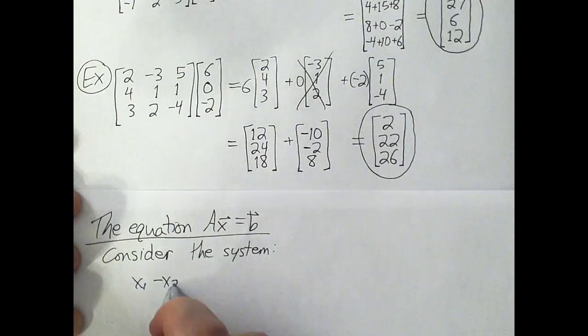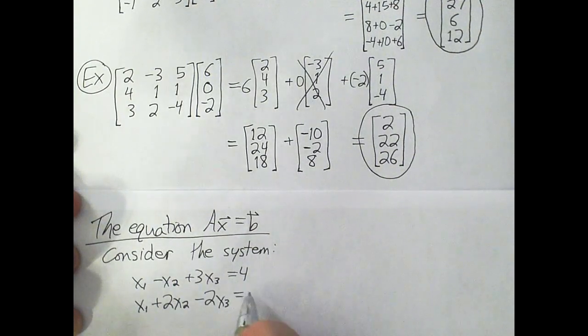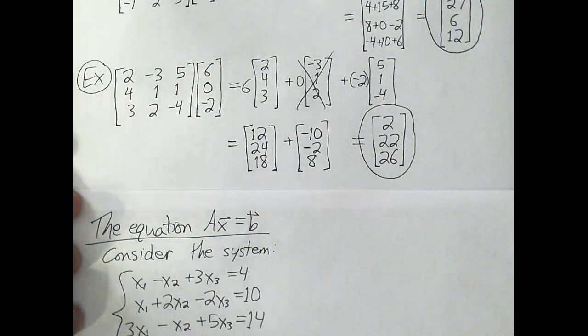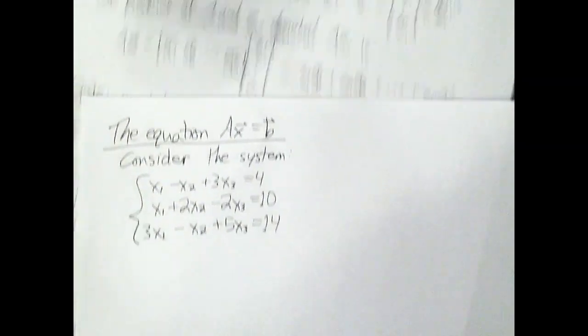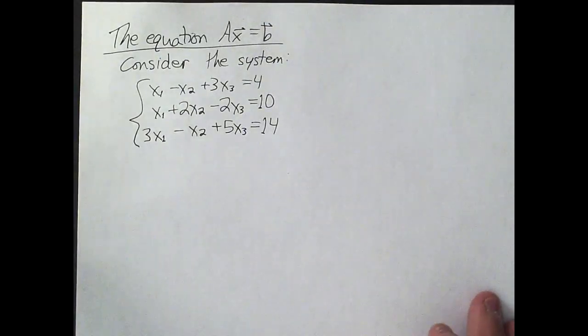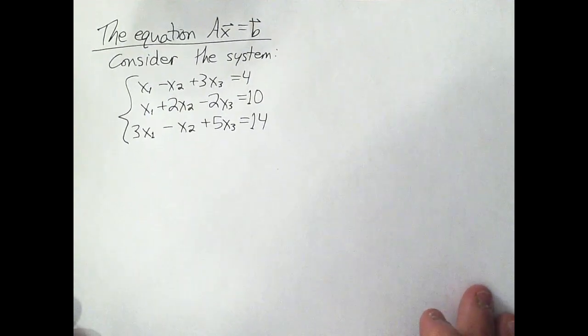x1 minus x2 plus 3x3 equals 4. Actually, I think this might be one that we've seen before. Sometimes I reuse systems across multiple sections just to have something familiar and be able to illustrate lots of things about the same system. All right, so maybe we might have seen this before.